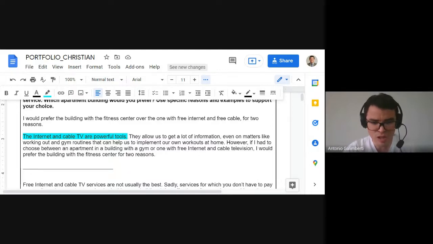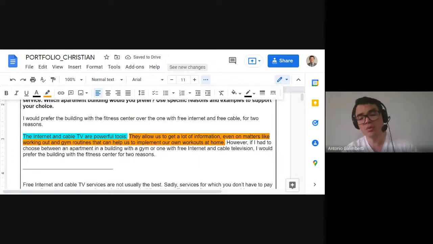Okay. Then the student here is using a very interesting technique. The student is acknowledging that both the internet and cable TV are useful. He's saying they allow us to get a lot of information, even on matters like working out and gym routines that can help us to implement our own workouts at home. Okay, so he's talking about the benefits of the internet and cable TV. Then he uses a counter argument and he says, however, so to speak, he mentions first the good points about the enemy. And then he presents his argument as one with more benefits or stronger or better, let's say.